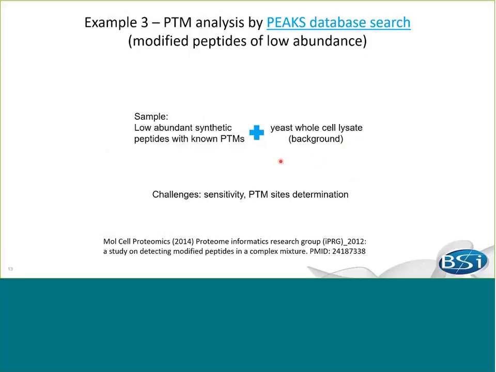The two major challenges of analyzing this dataset were, first, sensitivity, which means that without enrichment strategies, samples are dominated by unmodified peptides. Can software still identify modified peptides of lower abundance? Secondly, if there are multiple sites within a given peptide sequence that could bear a particular modification type, can software correctly identify fragment ions to localize the exact site of modification?